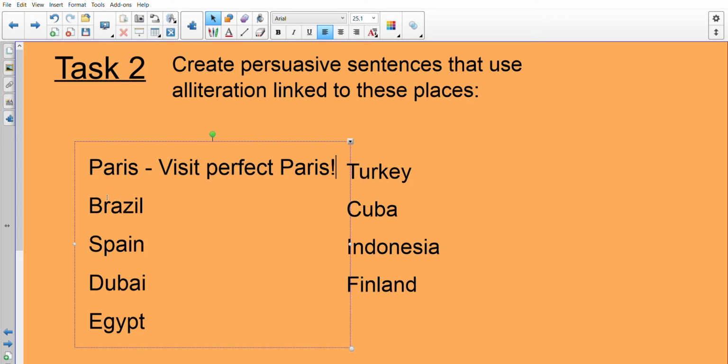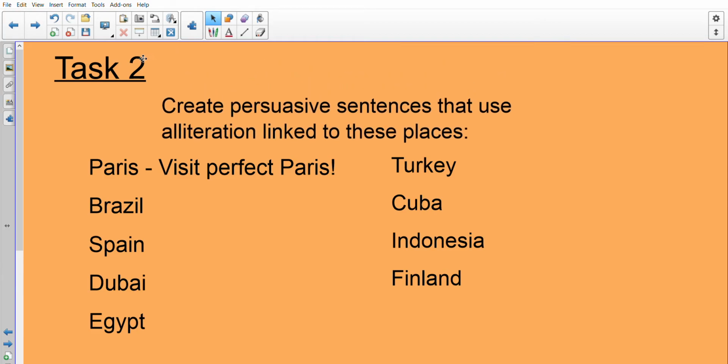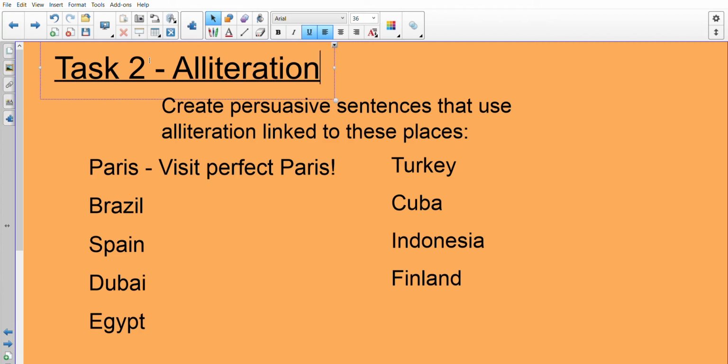Something beginning with B to describe Brazil. Brilliant Brazil, I don't know. Okay, and then just write those in your books, please. So pause the video here, complete this task in your book, and just write task 2, alliteration. Okay, so I have the subheading there, and then alliteration for these. Right, pause the video there, please.